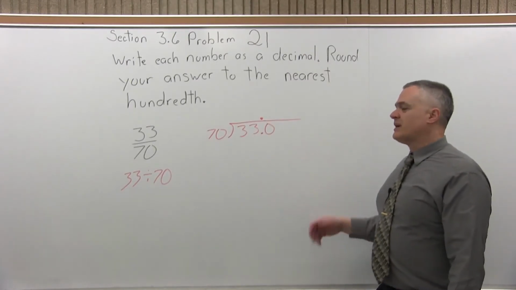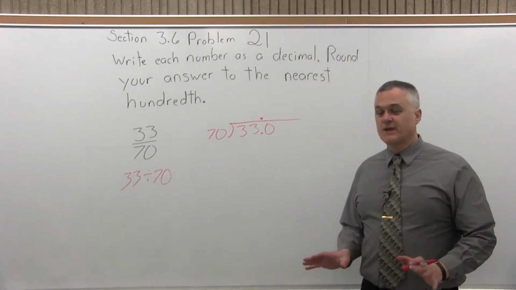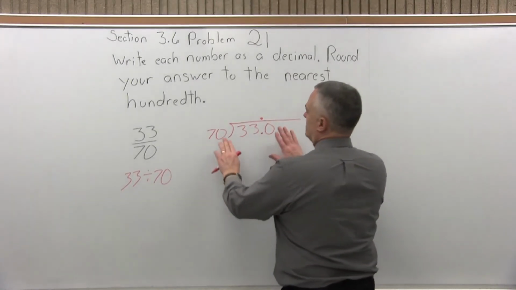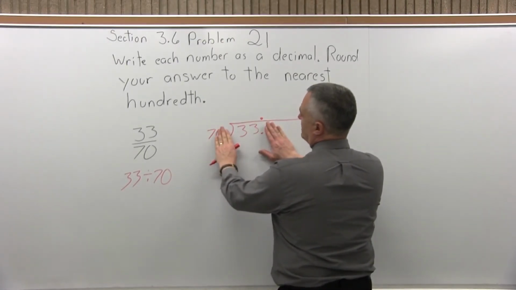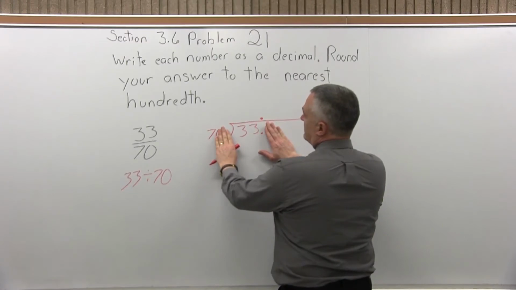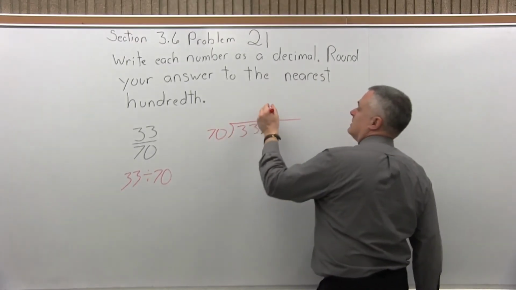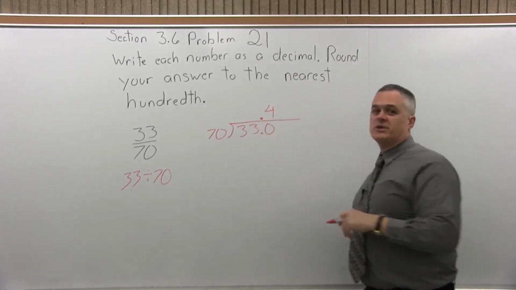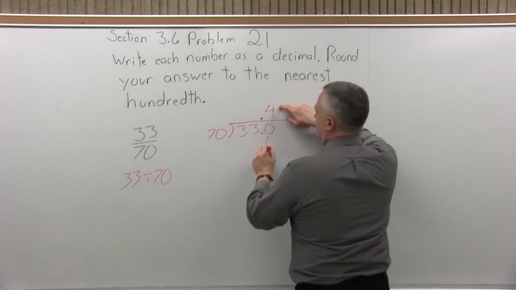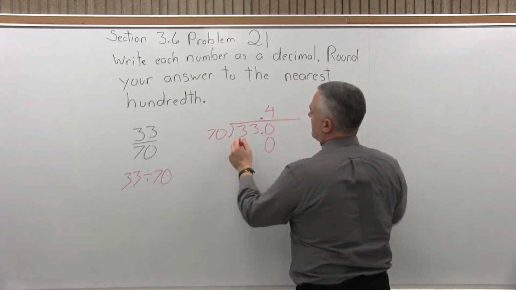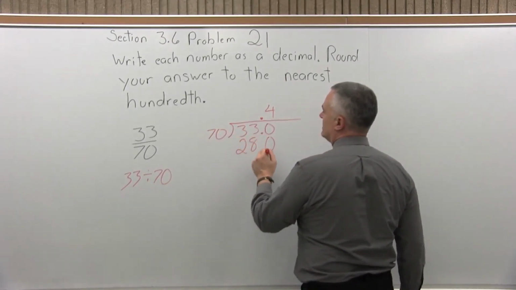So 70 divided into 330. Those numbers are fairly big. So pretend you just can't see the last zero. And how many times would 7 go into 33? I know 7 times 5 is 35. That'd be a little bit too big, so I'm going to go with a 4. 4 is probably going to be as close as I can fit. So 4 times 0 is 0. 4 times 7 is 28, so that's pretty good.